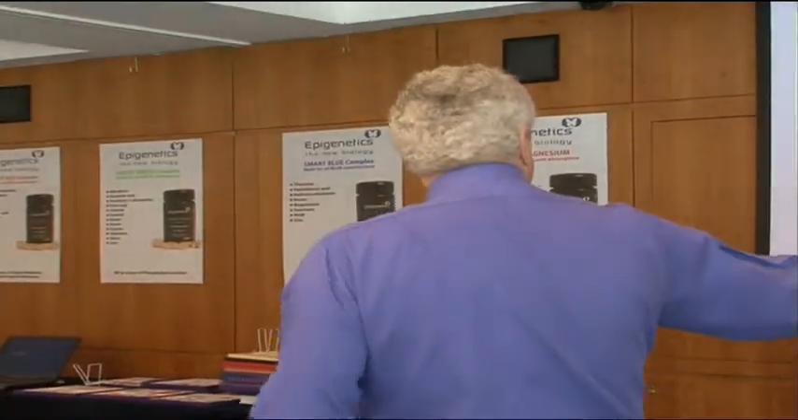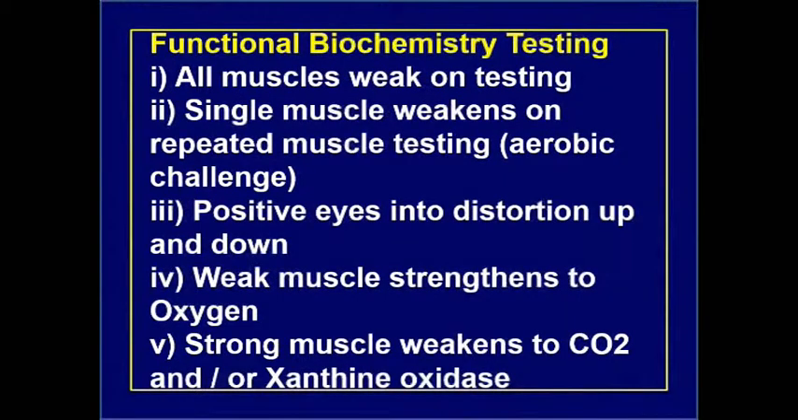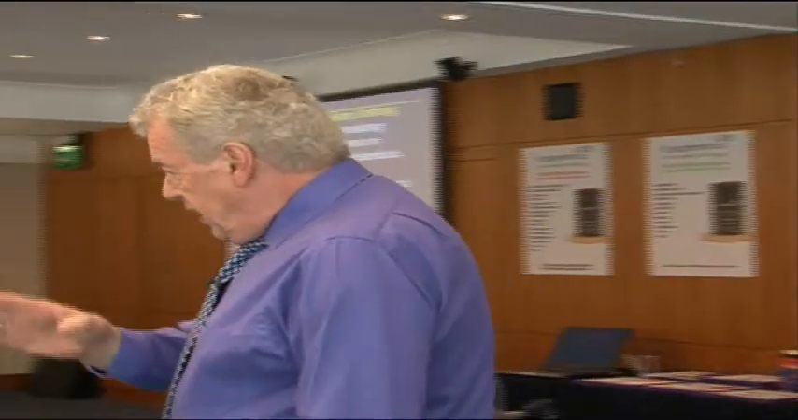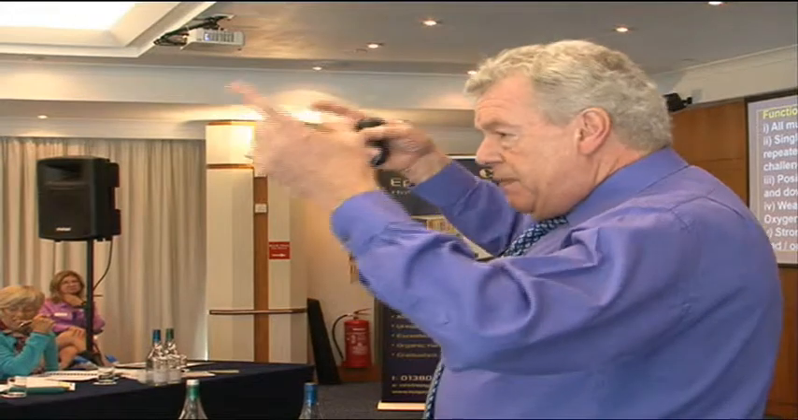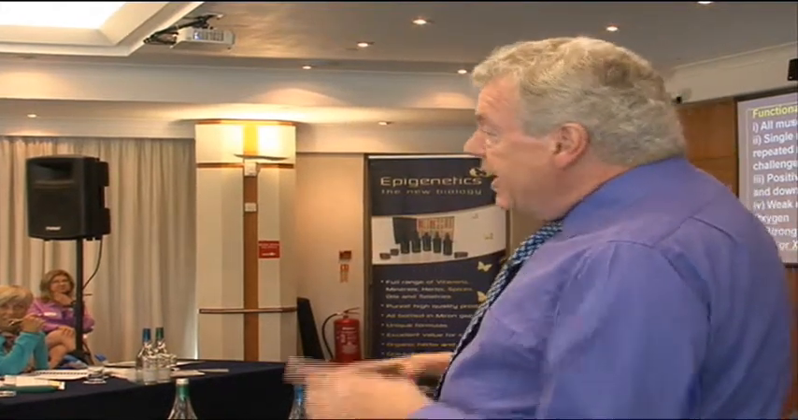And therefore, a strong muscle weakens to carbon dioxide, but not always. I don't think carbon dioxide is a good evaluator from strength to weakness for hypoxia. Because remember, if a person has low oxygen, they're going to produce low metabolism in the cell, which will produce low levels of carbon dioxide. So they may actually have low carbon dioxide and low oxygen. So using carbon dioxide is not the best.